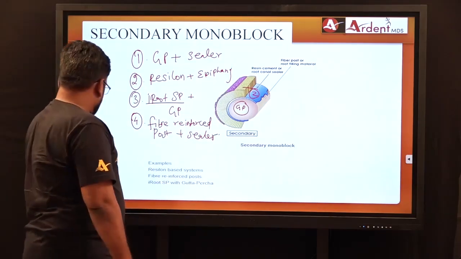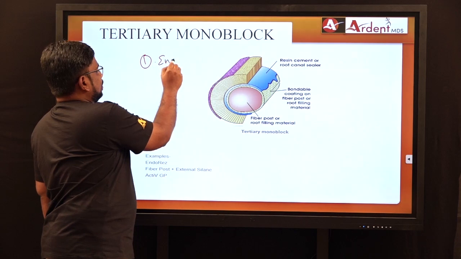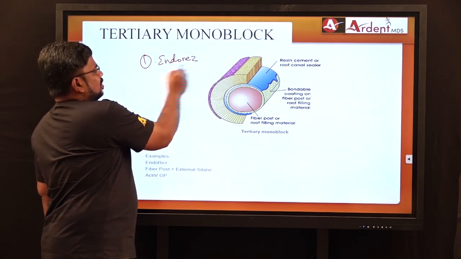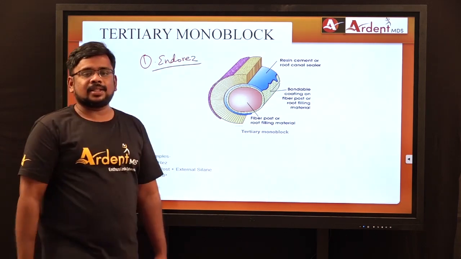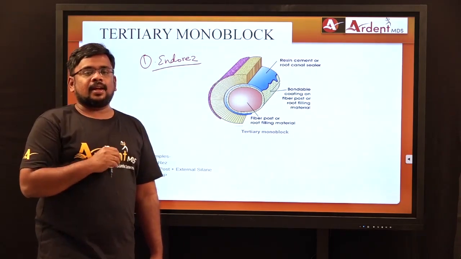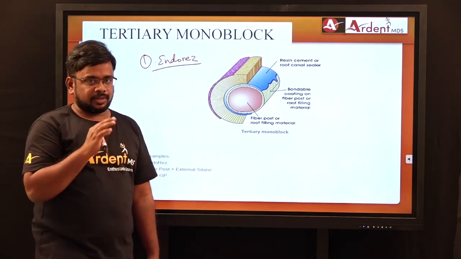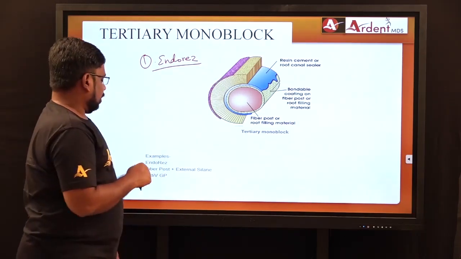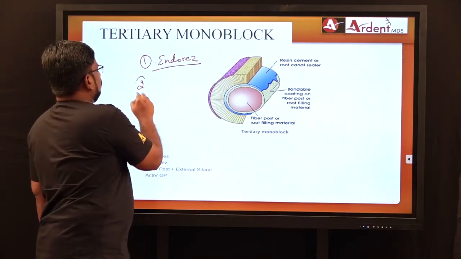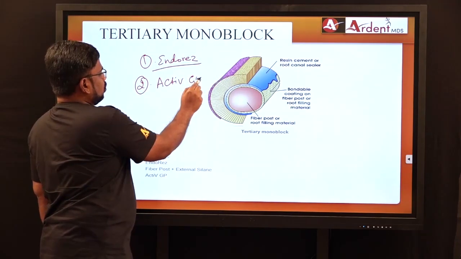Coming to the tertiary monoblock concept, you have three interfaces. An example for this is Endores. So what is this Endores? Endores is nothing but a GP which is coated with Endores and diisocyanate methacrylate. So this is called Endores. Or the best example for tertiary monoblock is active GP. So what is this active GP?